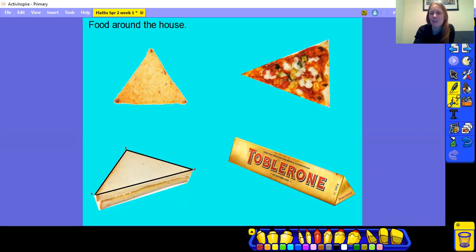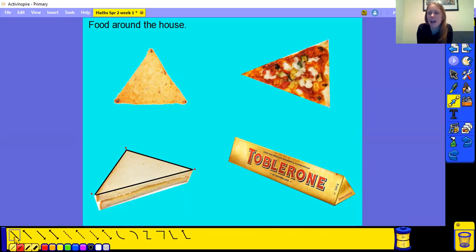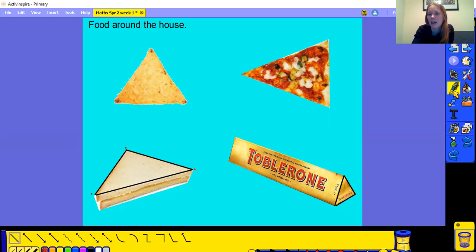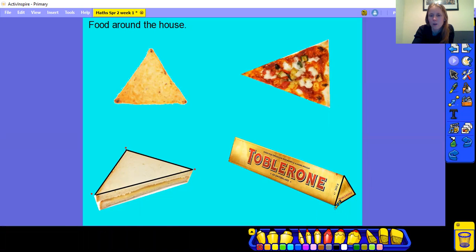Okay, well done for having a go. Did you manage to find the triangle shape? It's quite a tricky one to spot. It's here, right at the end. It has 1, 2, 3 straight sides, and it also has 1, 2, 3 corners. Well done if you spotted that.